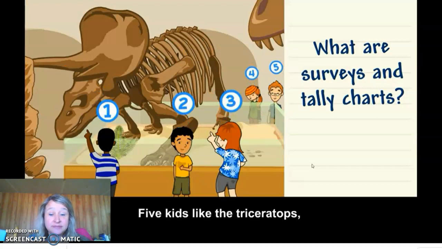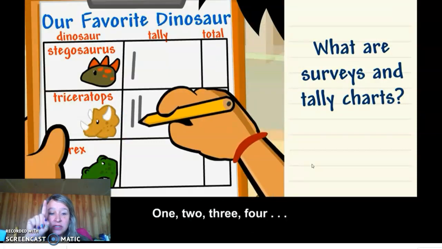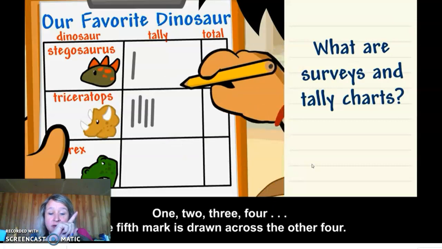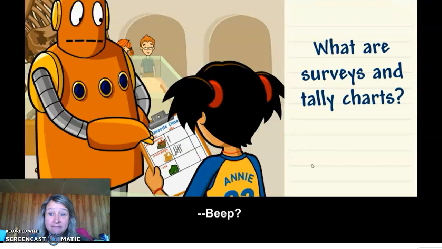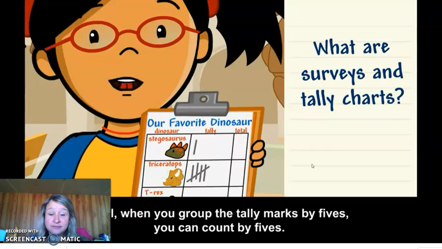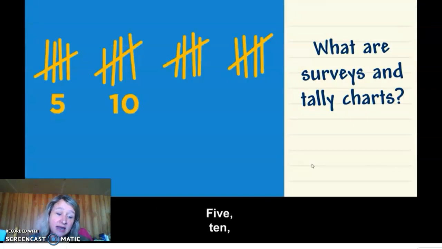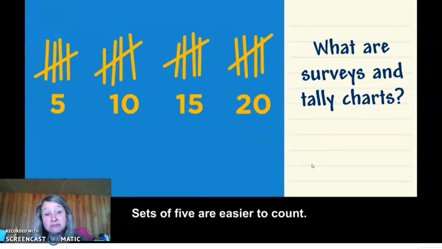5 kids like the Triceratops. So I'll draw 5 tally marks in that row. 1, 2, 3, 4. The 5th mark is drawn across the other 4. Well, when you group the tally marks by 5s, you can count by 5s. 5, 10, 15, 20. Sets of 5s are easier to count.